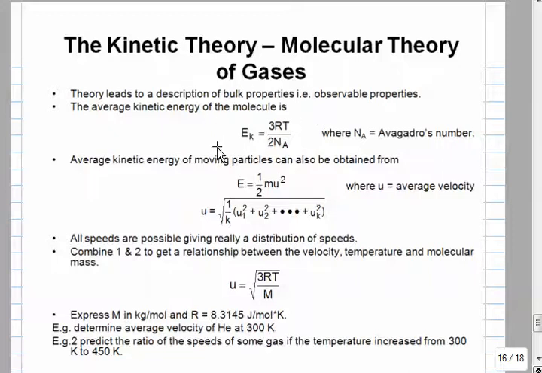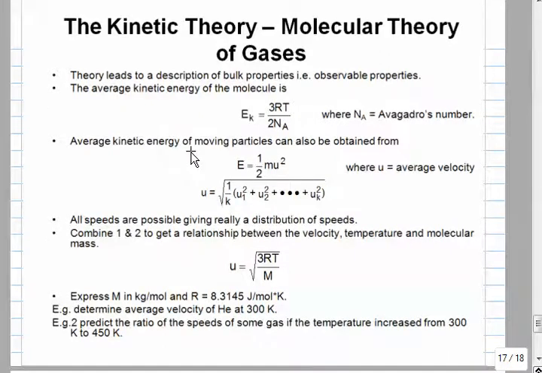Okay, and so one way to describe the kinetic energy is in terms of the temperature. So the kinetic energy of a given molecule is 3/2 RT over Avogadro's number, where R is the ideal gas constant, and T is the absolute temperature. So for a mole of gases, the kinetic energy would be 3/2 RT.